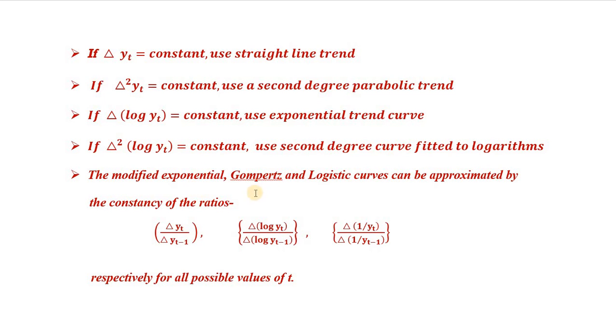The modified exponential, Gompertz and logistic curves can be approximated by the constancy of the ratios of this type. Respectively, the first one is for the modified exponential curve, the second one is for the Gompertz curve, and the third one is for the logistic curve, for all possible values of t.